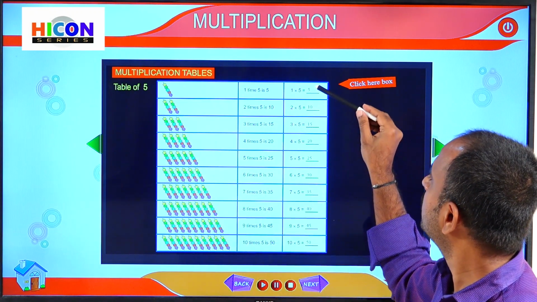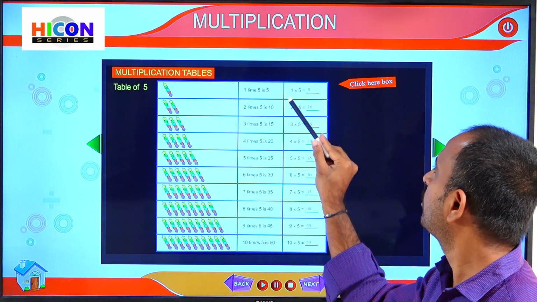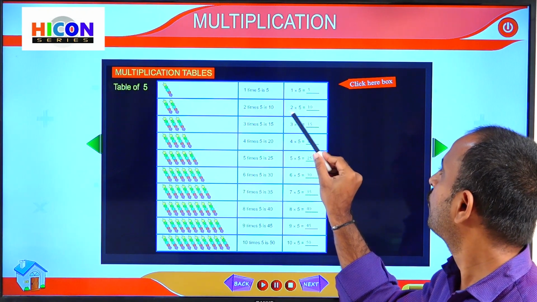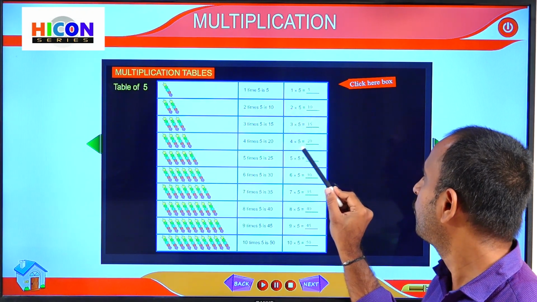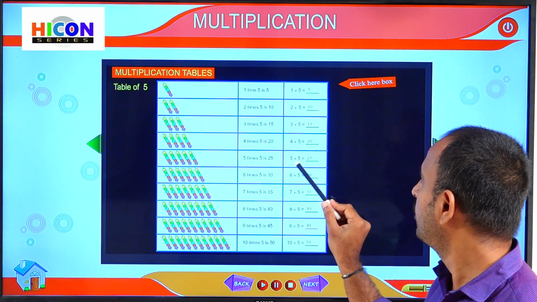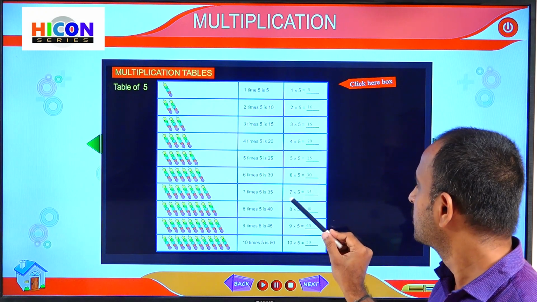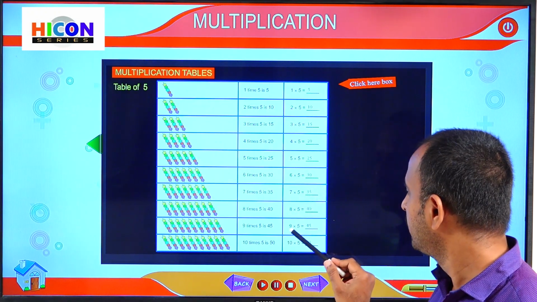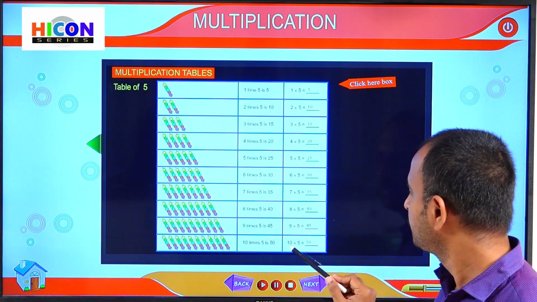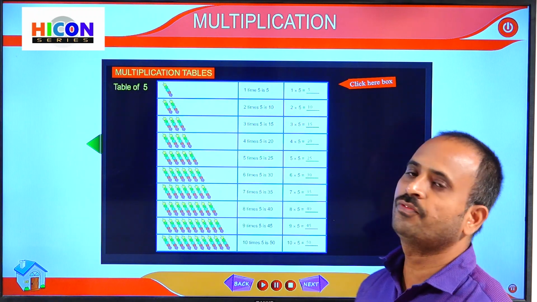So children, what is the table 5? This is the 5th table. That is 1 5 are 5. 2 5 are 10. 3 5 are 15. 4 5 are 20. 5 5 are 25. 6 5 are 30. 7 5 are 35. 8 5 are 40. 9 5 are 45. 10 5 are 50. So children, this is the table of 5.